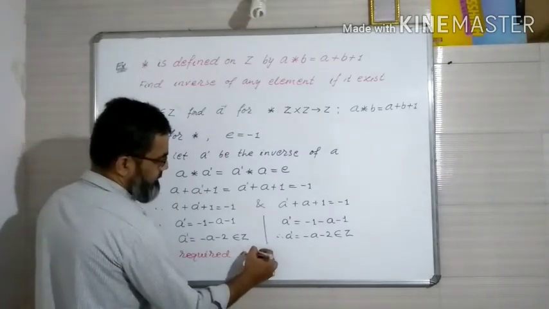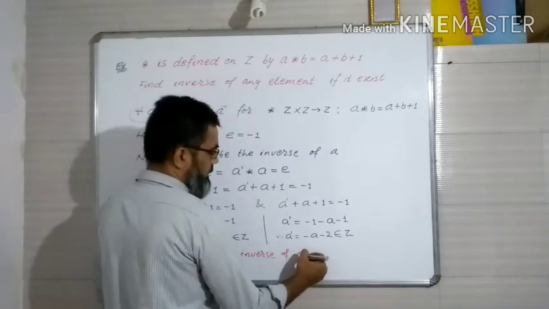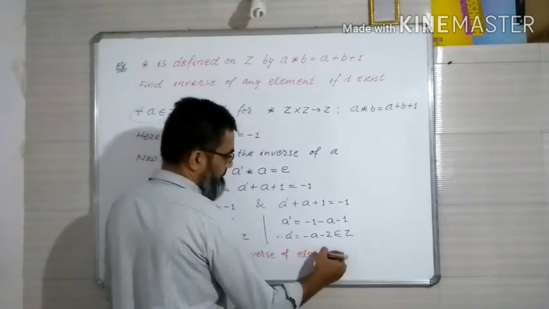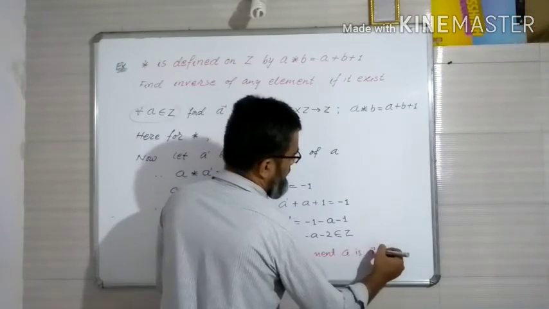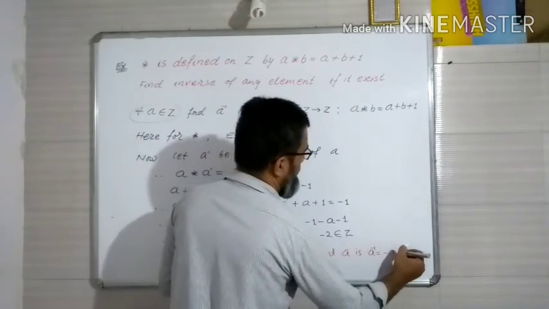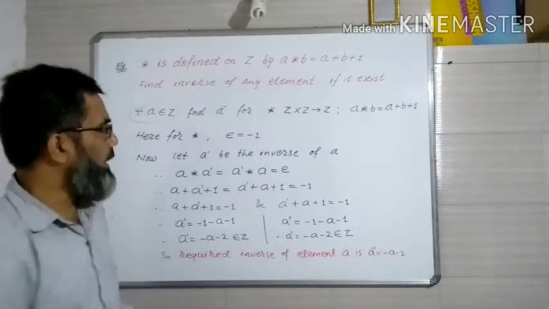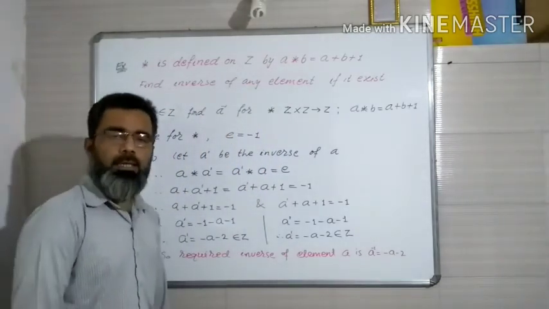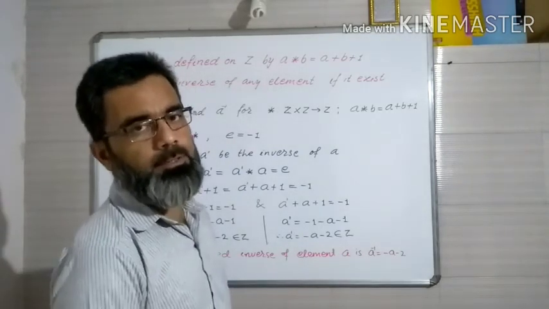So required inverse of element A is A inverse is equal to minus A minus 2. See, this is the answer. So like this we can find inverse of any element of that set on which binary operation is defined.